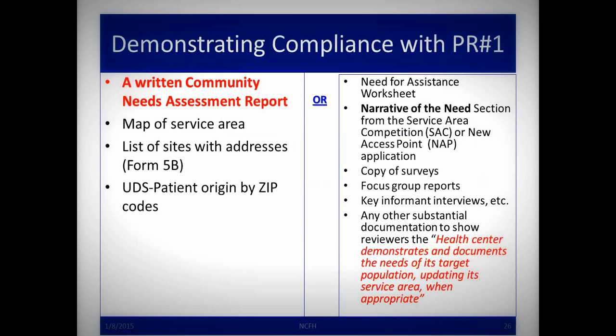All right. Now, how do you demonstrate compliance with program requirements? Ideally, you should have a written community needs assessment report. You also will have ready for the reviewers a map of your service area, the list of your sites with the address and the zip codes, meaning Form 5B, not 5-1B, and then the list of your patient origin by zip code.